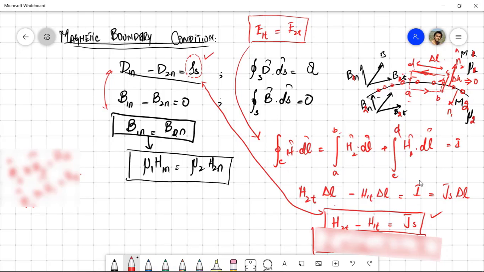He's saying that we know the surface current can exist only on the surface of perfect conductors. At interfaces between media with finite conductivities, Js will be 0. So at that point, if the value of Js is 0, H2T will be equal to H1T. When there is no current on the boundary of this surface, then the tangential component will also be continuous, just like the normal component. So these are the two magnetic boundary conditions.